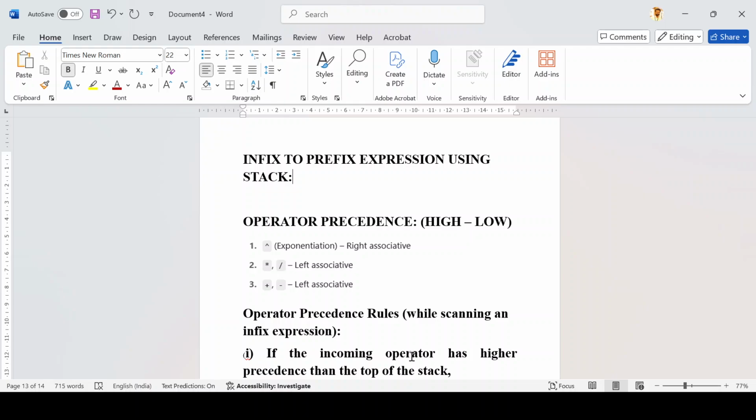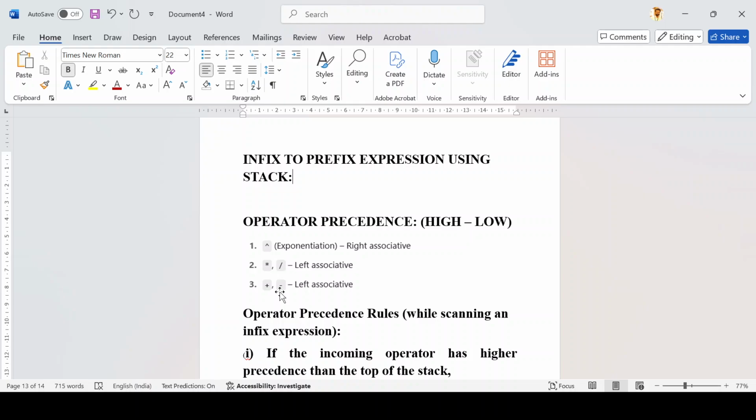We always have an operator precedence: plus, minus, multiply, division, and then exponential. The highest precedence is exponential, and the lowest precedence is plus and minus. When we have plus, minus, multiply or division, it evaluates from left to right, which is left associative. If you have an exponential, it goes from right to left, which is right associative.